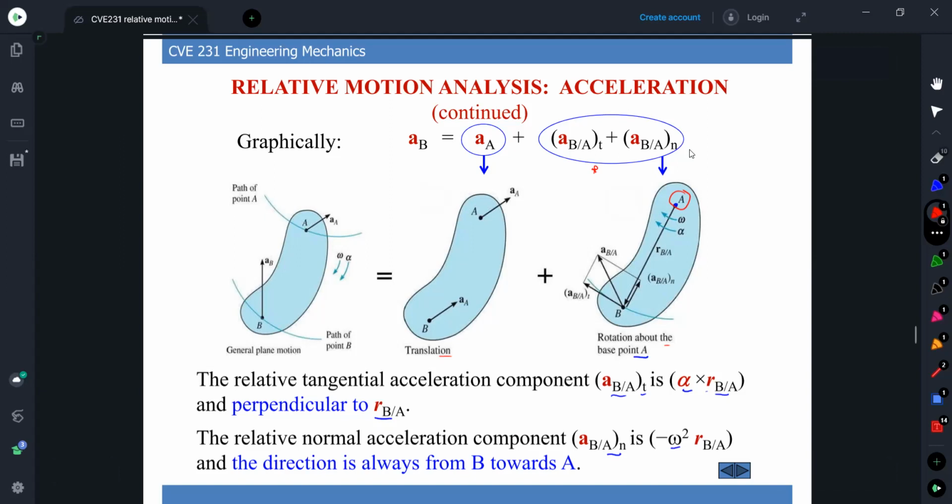We know that the relative tangential acceleration component is alpha cross RB sub A, and it is perpendicular to RB sub A. The relative normal acceleration component is minus omega squared RB sub A, and the direction is always from point B to point A.